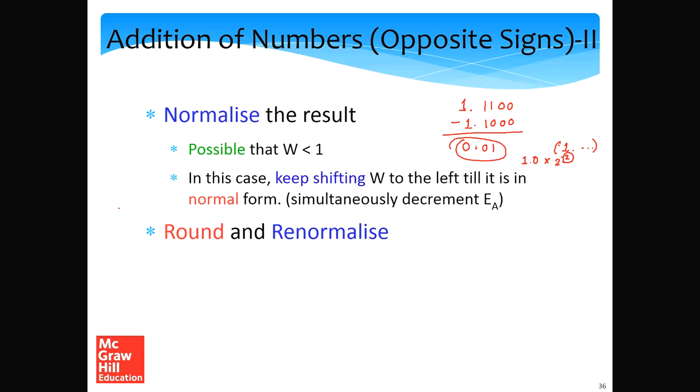After that, the rest of the procedure is the same. We need to round numbers. Rounding in this case is not really required, because if you are shifting to the left, then we are essentially shifting in zeros, but otherwise it might be required, especially if the exponents are the same and some bits are remaining. So we need to round and renormalize.